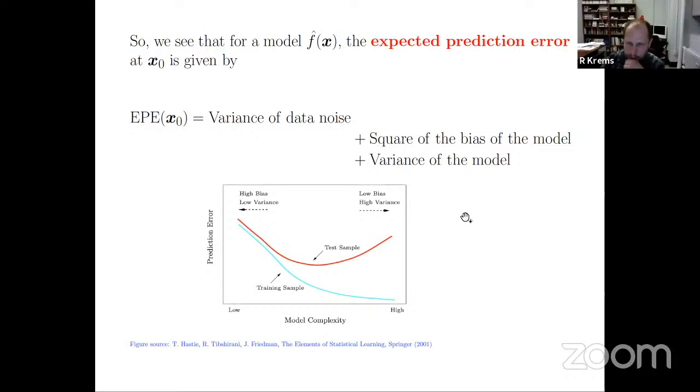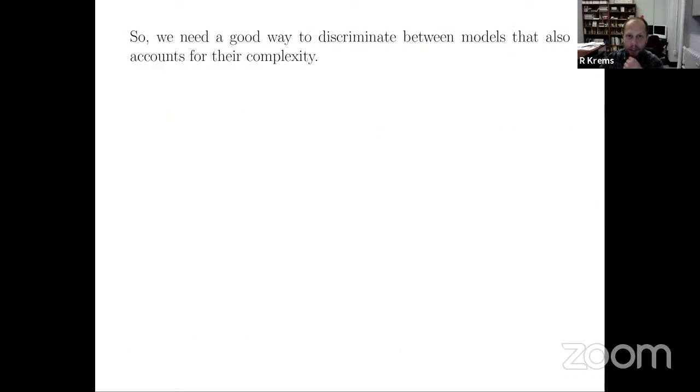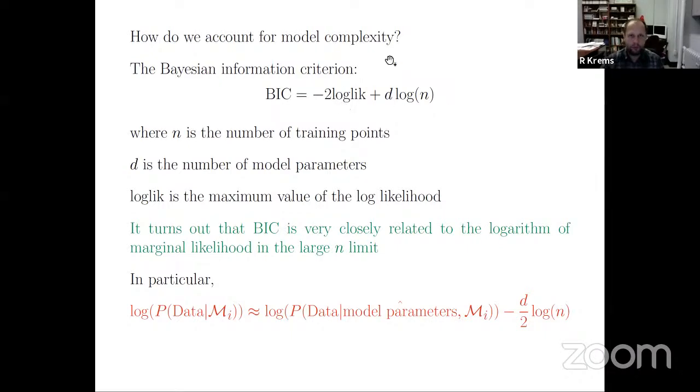Okay, so why am I saying this? I'm saying this because if we want to compare 2 models, it's not sufficient to just look at something like log likelihood, or something like the loss function, because those quantities don't take into account the complexity of the model. We somehow need to be able to compare models of different complexity. So we need a good way to discriminate between models that also accounts for their complexity. Okay, so how do we account for model complexity?